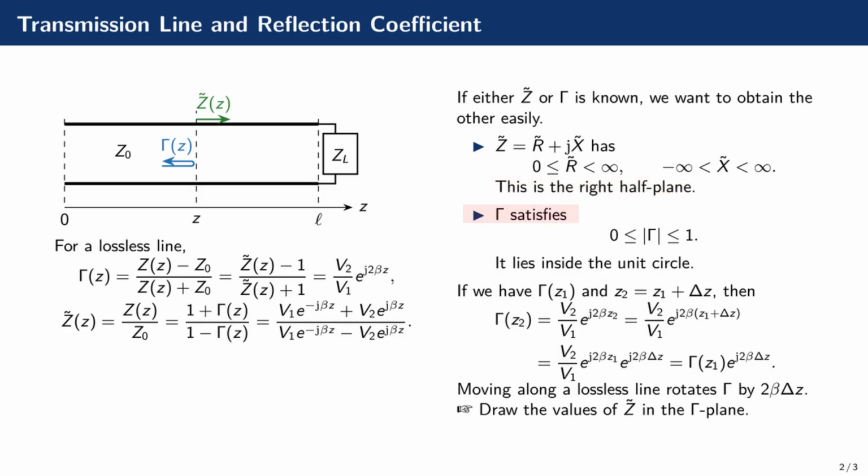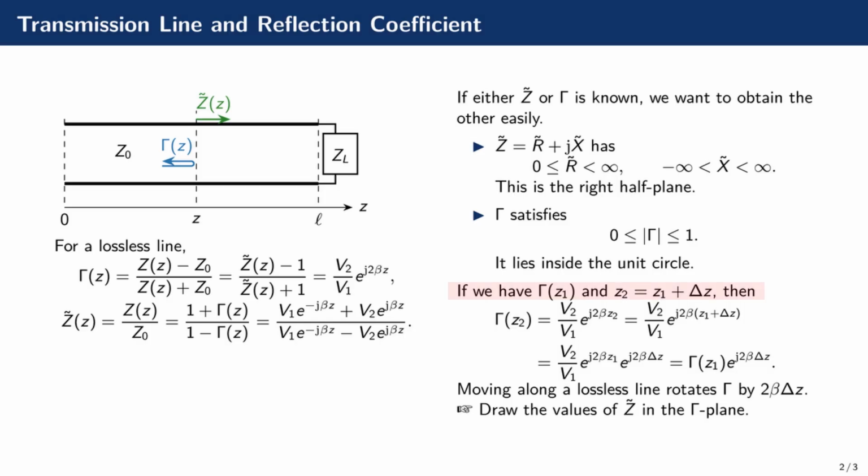On the other hand, the reflection coefficient gamma is the ratio of the reflected wave to the incident wave. Its magnitude cannot exceed 1. Magnitude 0 means no reflection, and magnitude 1 means total reflection. Therefore, gamma always lies inside the unit circle on the complex plane. This makes the gamma plane much easier to use.